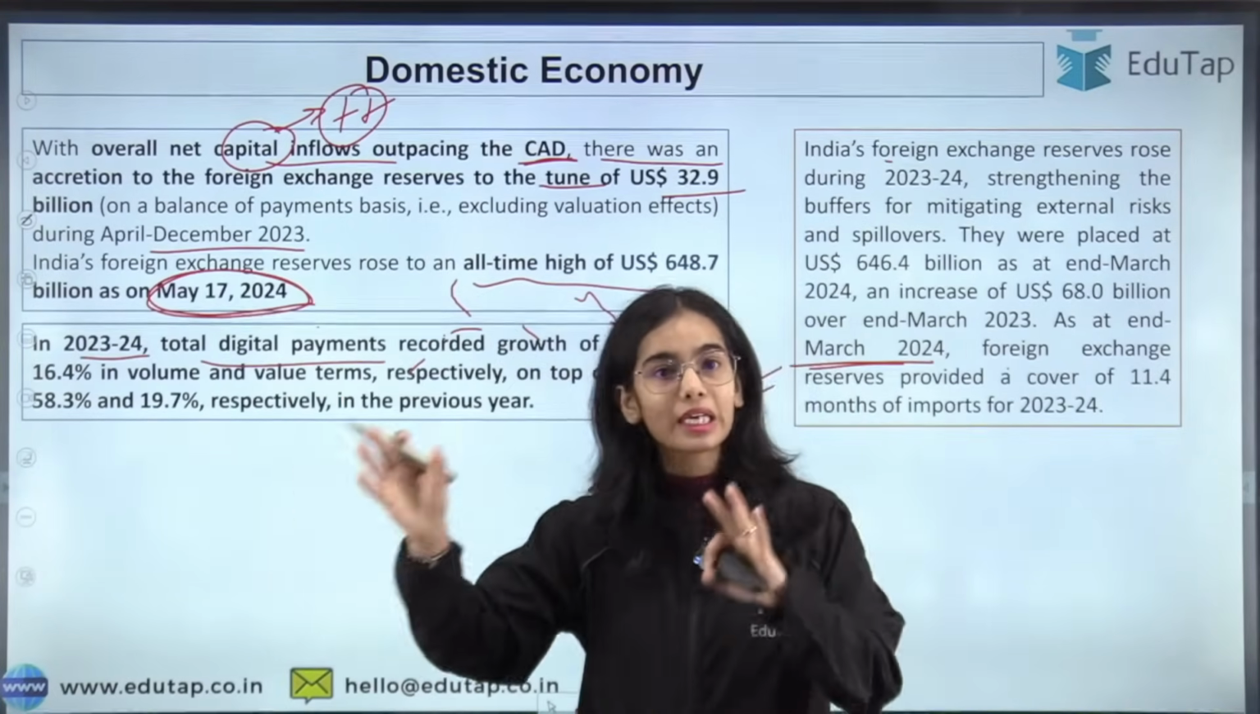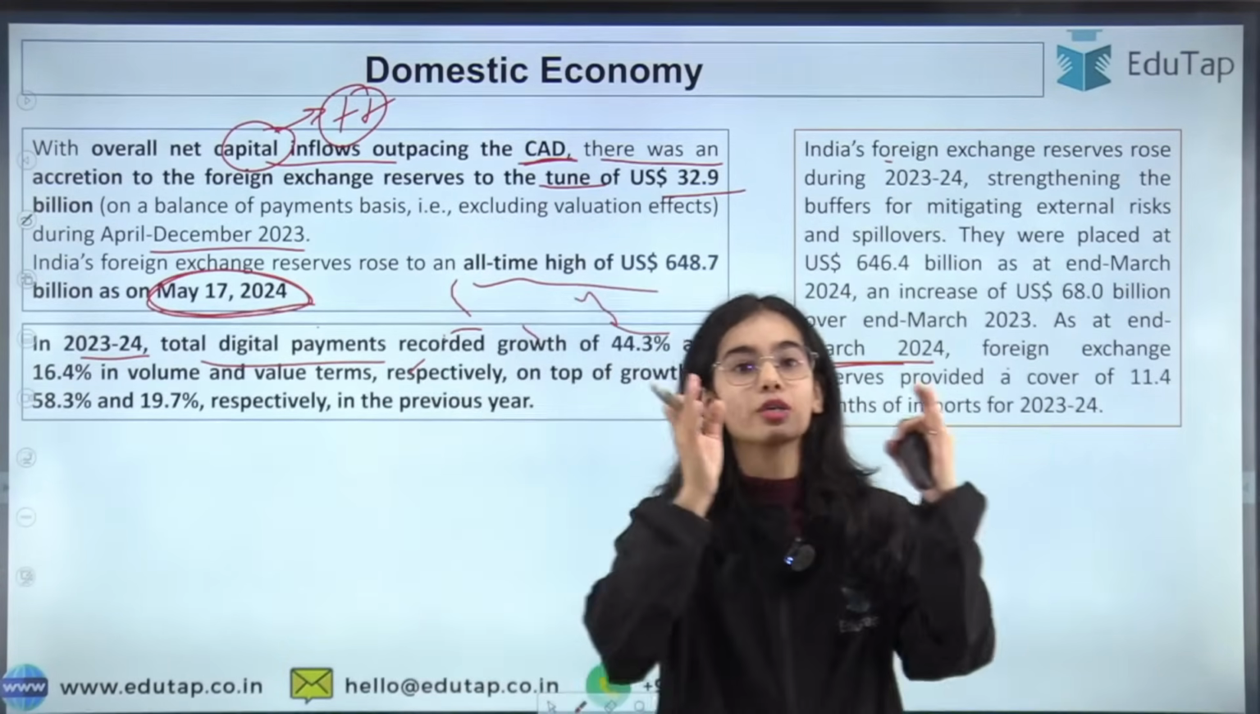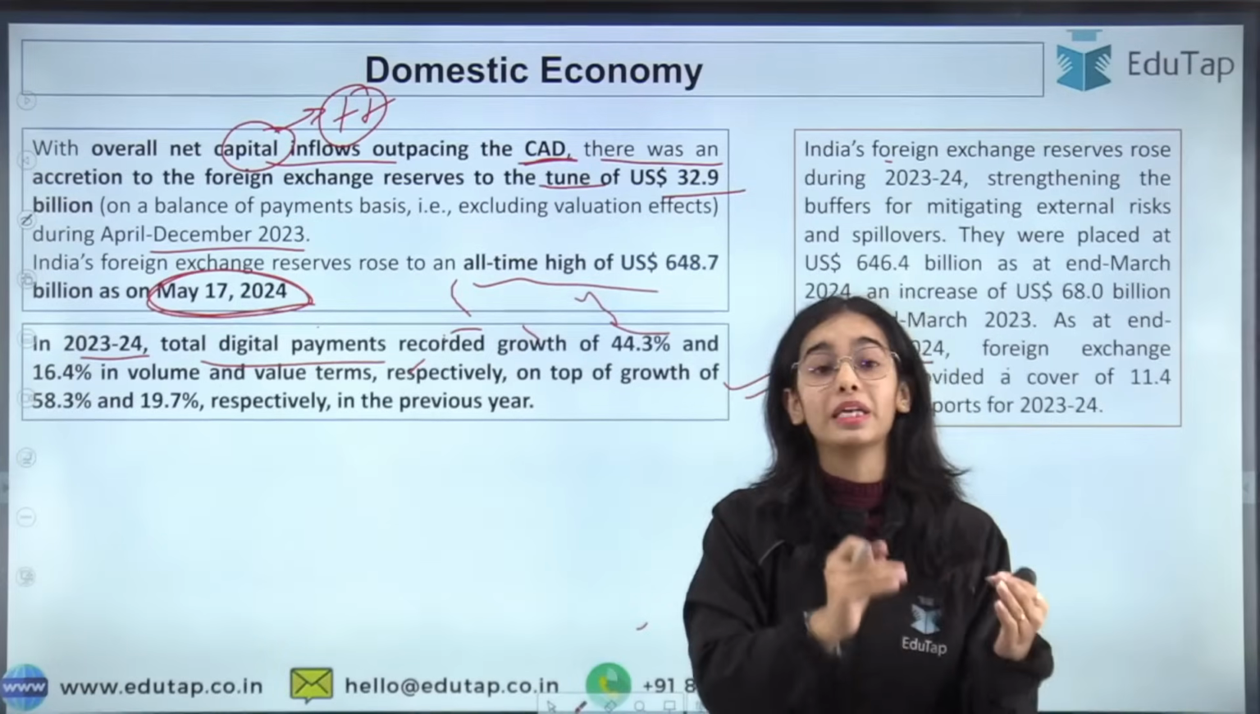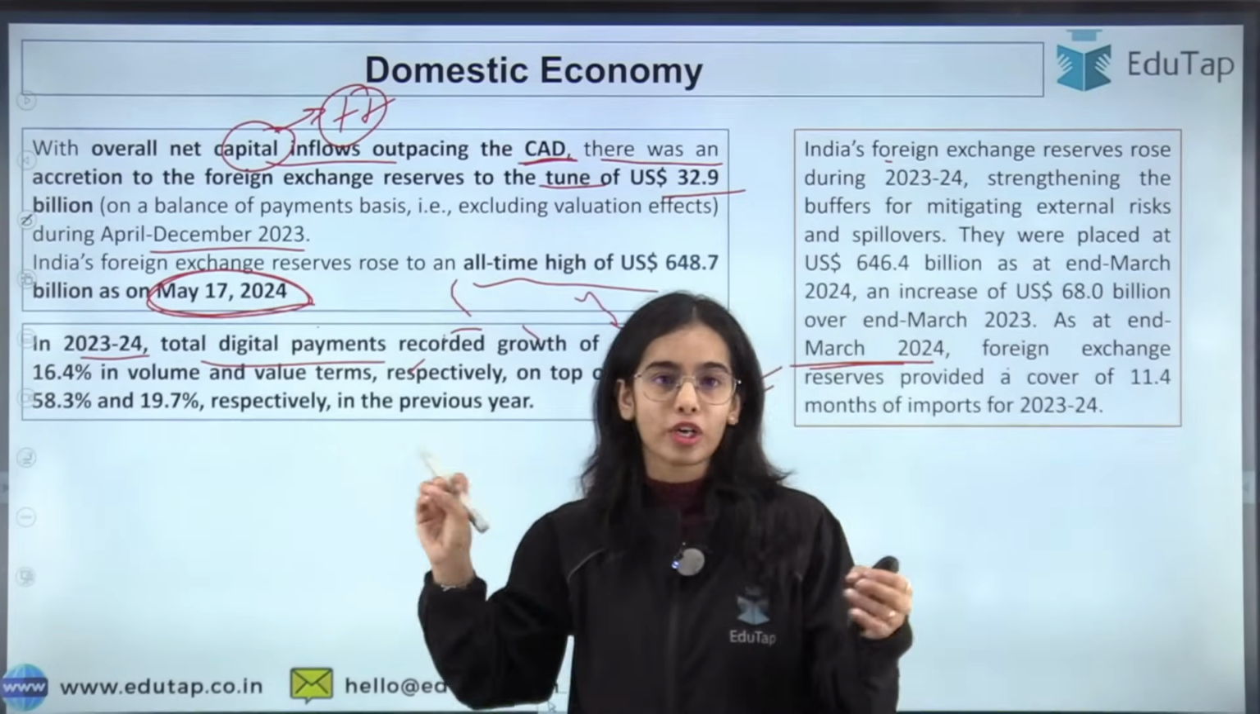Now we have moved forward. We have understood about the current account and the capital account. The current account deficit is being covered by the capital account surplus, and the capital account surplus is even higher, which is adding to the foreign exchange reserves.